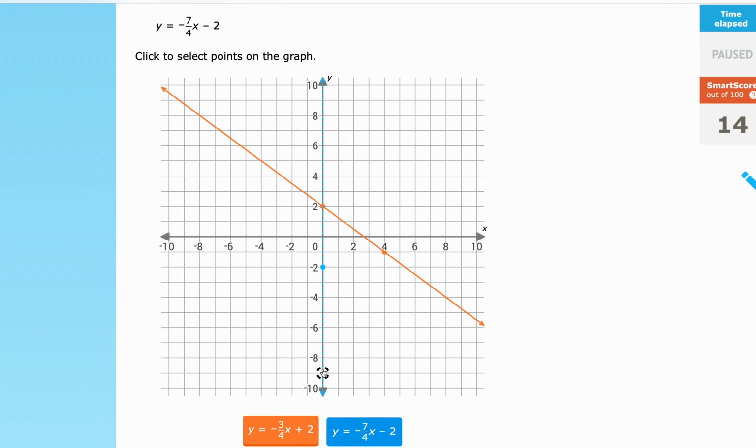And then we go down 7, which will give us negative 9, and then we go right 4. It'll be 4 right here, because you can see here. So it will be minus 7 over 4x minus 2. We started at minus 2, then we go down 7, then we go right 4, right?